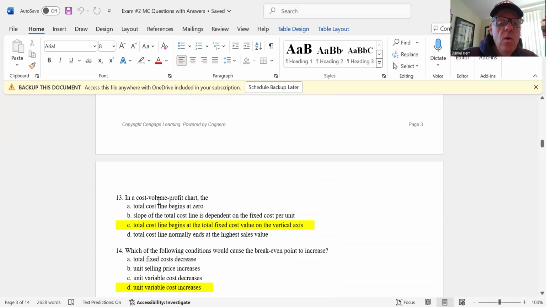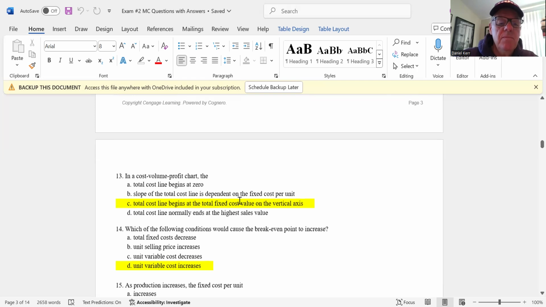Number 13. In a cost volume profit chart, the total cost line begins at fixed cost on the vertical axis. So we're doing a cost volume profit chart here. We're going to capture the cost, and we're going to carry the volume in terms of sales. So we've got 2 axes on there, and 2 lines that are going to intersect. The point where the total cost line begins is the fixed cost. So when you do the cost, you've got a point on the axis that would show your fixed cost, and then it increases on the basis of the variable cost per unit. If you're confused on that one, go back to your text or look in your slides at a cost volume profit chart. And the answer there is C.